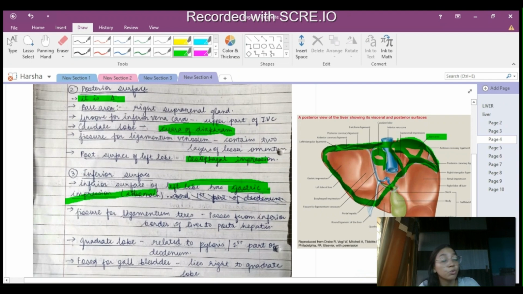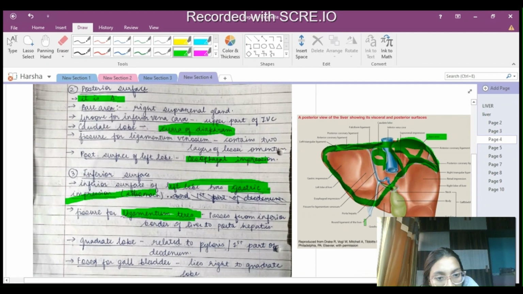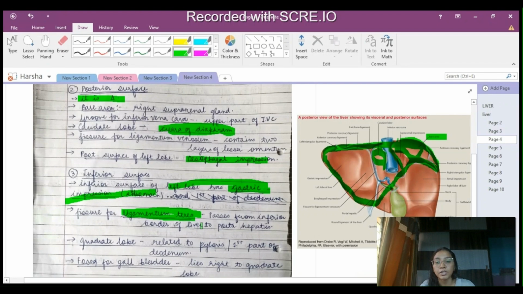Then the second thing which we have is the fissure for ligamentum teres. Ligamentum teres is the one which we have learned earlier, that ligamentum teres is an intrauterine life structure which is now being modified for the body after birth. So it passes from the inferior border of the liver to the porta hepatis. So see, this is the layer of the ligament which is going, and that is the fissure for ligamentum teres.